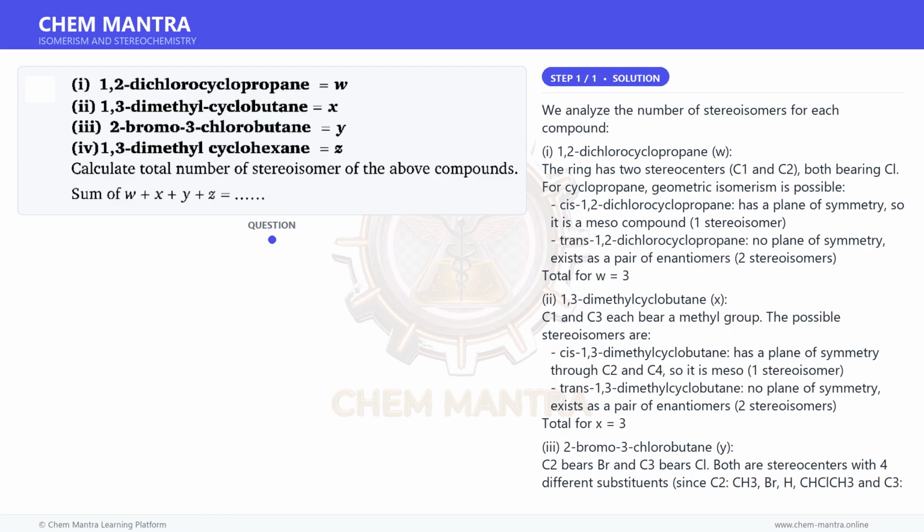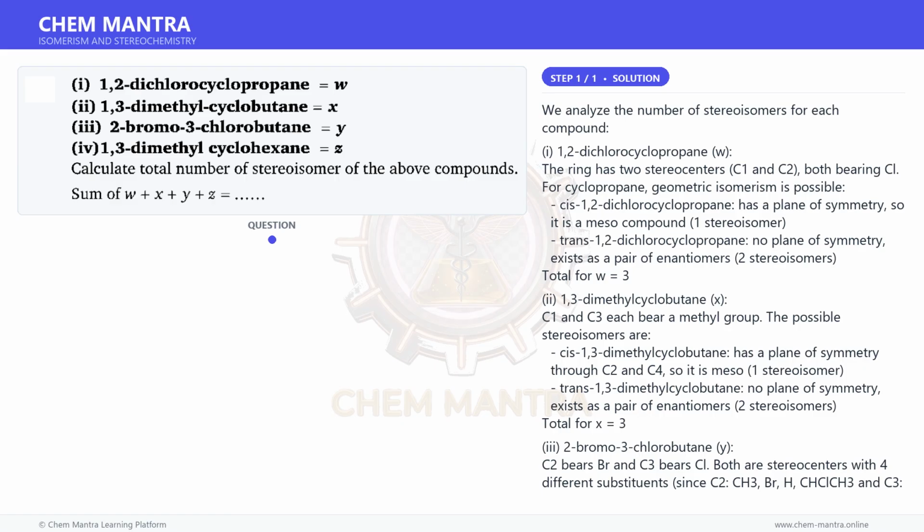Let me reconcile with the given answer of 12. Re-examining 1,3-dimethylcyclohexane, cis, meso, 1, plus trans, pair of enantiomers, 2, is equal to 3. But some treatments count only constitutional geometric types for cyclic systems. If the question counts only geometric isomers, cis and trans, without separating enantiomers for the trans pair, then Z is equal to 2. This gives 3 plus 3 plus 4 plus 2 is equal to 12, matching the given answer.